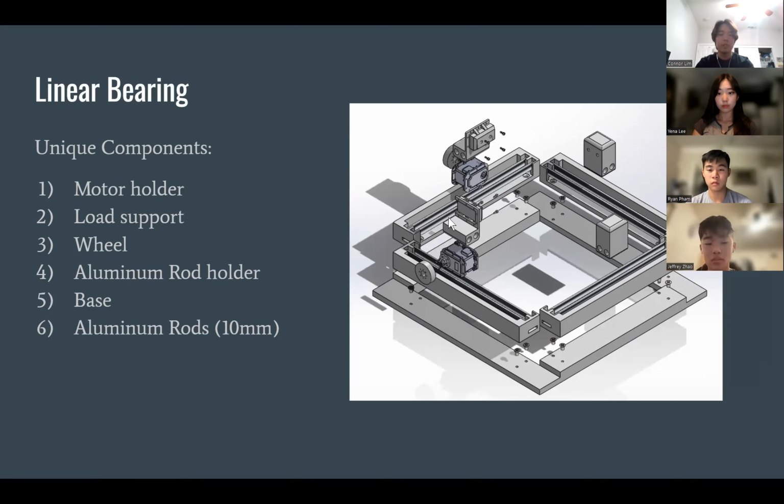We have wheels that are attached to the motors, and these go along the base of the linear bearing, and that's how the motor ends up granting X and Y degrees of freedom.